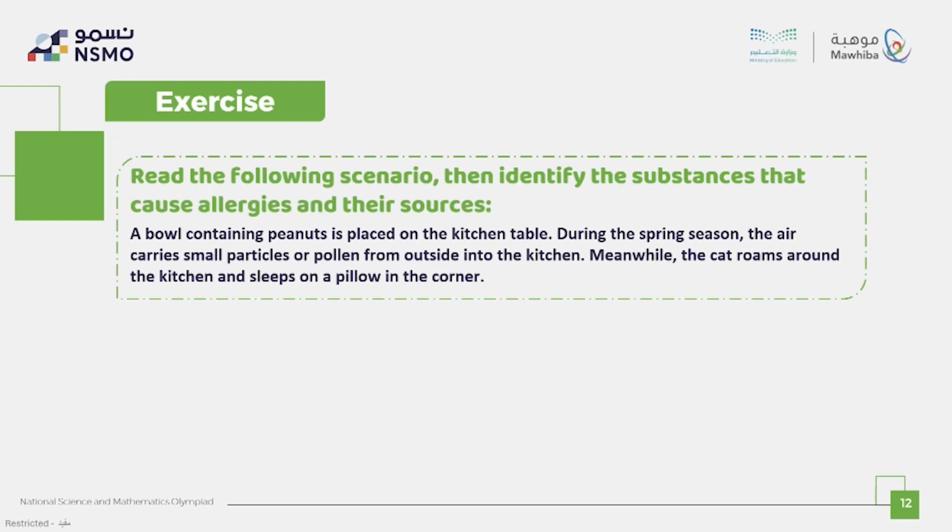So, if you are allergic to peanuts, a bowl of peanuts on the kitchen table can trigger allergy symptoms just by touching or smelling it. Also, during spring, the wind carries pollen inside the house, which may cause sneezing and itching for people with seasonal allergies. Also, when the cat walks around the kitchen or sleeps on the pillow, its fur spreads in the air and may trigger allergy in people sensitive to animals. So all that is possible.